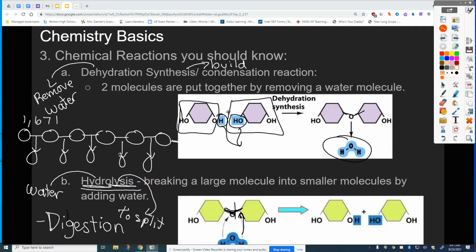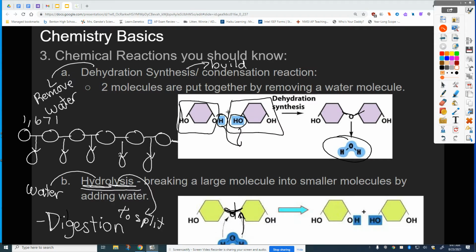So in hydrolysis, are we going big to small or small to big? Big to small. We're breaking it down. When we take in our food, when we digest it in our stomachs and in our small intestine, hydrolysis is occurring because we're breaking it down into smaller pieces.